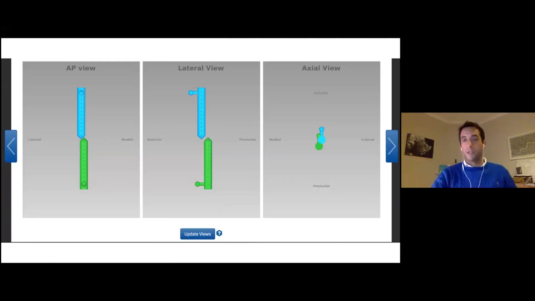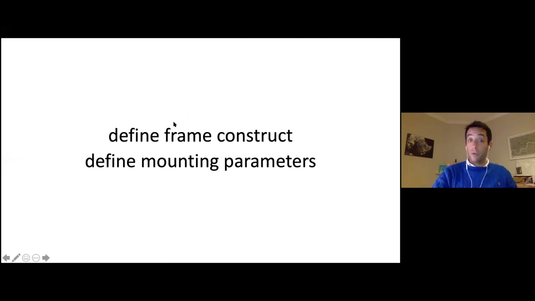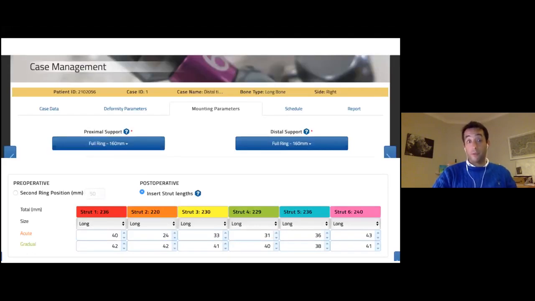Okay, good, I've got my deformity measured right, so you don't make a mistake. Then you're going to tell the computer what the frame is like. So in this one we said, oh, we've got 160 rings at each end. We've used a load of long struts. These are the settings on the struts. So the computer now knows the shape of your frame because the 6 struts always go in the same place.